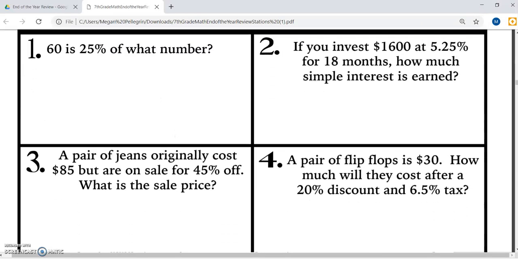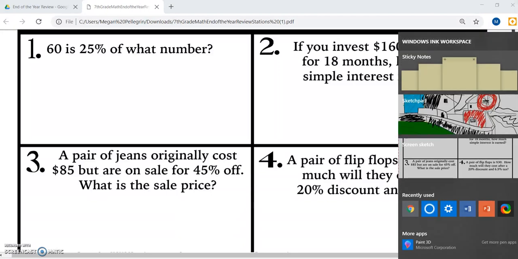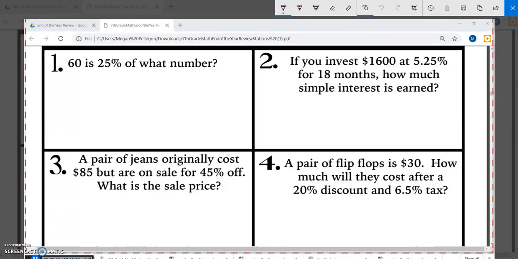Okay, on number 1, 60 is 25% of what number? So I'm looking at my old notes, or at the stuff that we've recently done to review over percent. Again, I am using a calculator and you will not be able to see it. I'm also using my finger to write because my pen is broken, so just forgive.